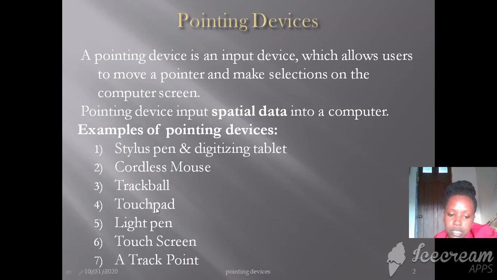For example, those that are using laptops, you have your touchpads as the ones you use for moving the pointer, and the ones you use as your mouse. We also have the light pen as another example of the pointing devices, and we also have the touch screen, and then we have what we call the track point. So we are going to look at these examples in detail. We are going to see how these examples look. We are going to see what these examples do.